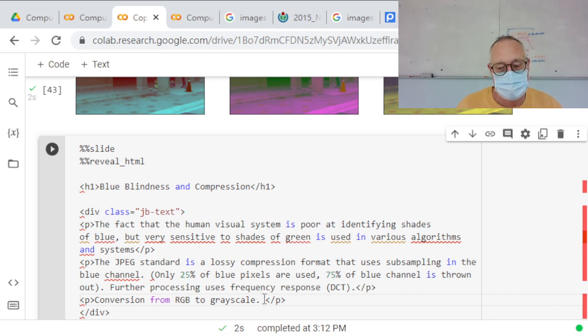Well, most people would say, I have RGB components of a pixel, I need to replace it with a single value. What single value would you choose?